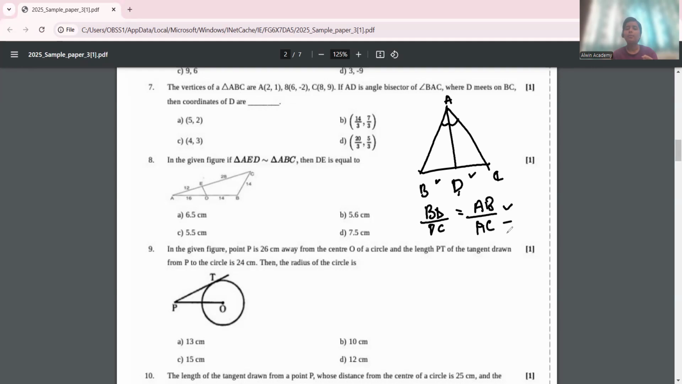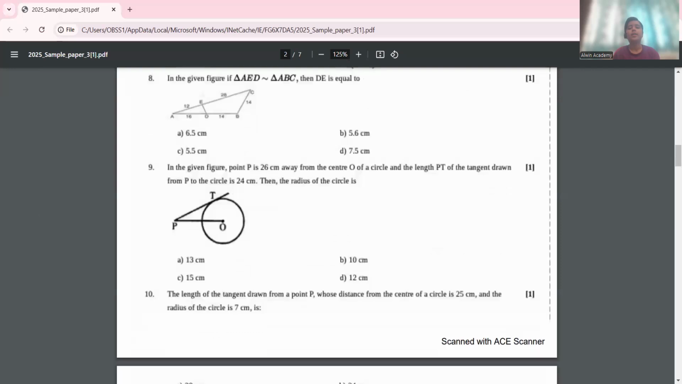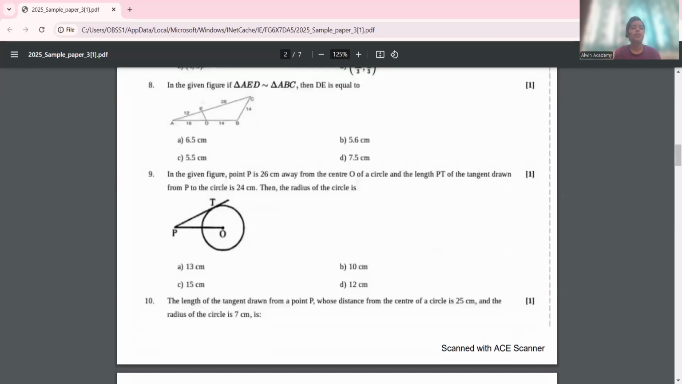And for AB by BC, we can straight away use the distance formula. If we solve it completely, we get the answer as option D, 20 by 3, comma 5 by 3. You can check it. Moving to the next question. In the given figure, if triangle AED is similar to triangle ABC, then DE is equal to.